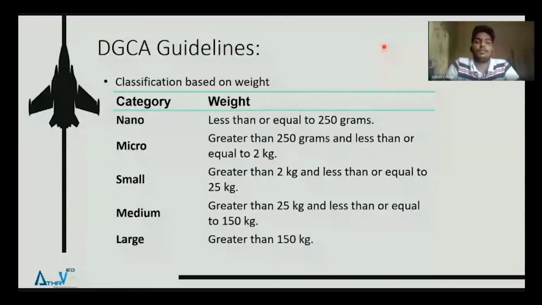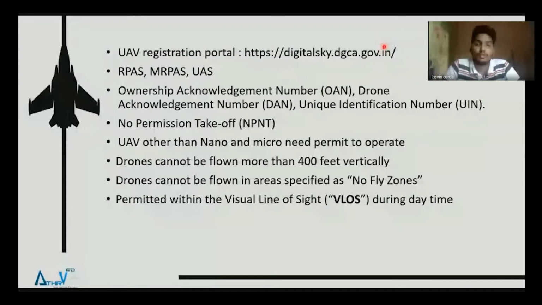Then there's a UAV registration portal, that is Digital Sky. It is imperative for all pilots or manufacturers, whoever designs a UAV, to register their UAV on this Digital Sky platform. This was brought to you by the government of India last year. And in this, usually the government classifies a UAV as RPAS, that is remotely piloted aircraft system, MRPAS, that is model remotely piloted aircraft system, and unmanned aerial system.